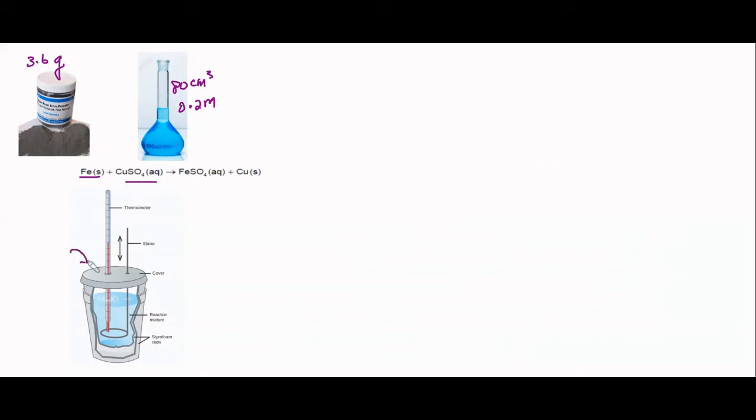The reaction is carried out in a calorimeter like this. The thermometer provided here helps us to notice the rise or fall in temperature of the system. And the stirrer helps in stirring the solution to make the temperature distribution uniform. Otherwise, there will be error in the temperature measurements. So we can assume that this iron is added into the calorimeter, and 80 centimeter cube of this solution is added into it, and this is an exothermic reaction, so there will be a rise in temperature.